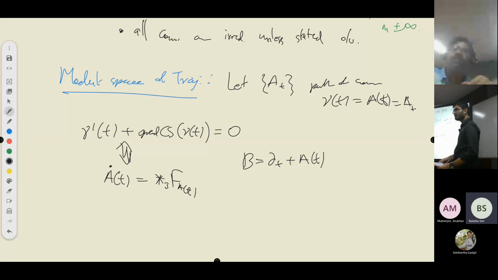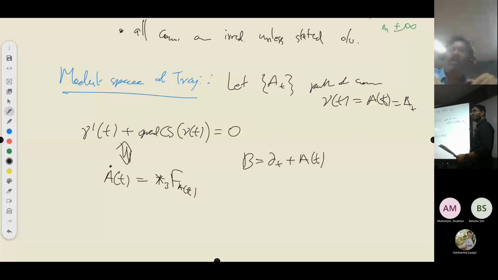And the second question was: the fact that this index is not defined but the relative index is defined, is this a consequence of the fact that the Dirac operator has index 0?